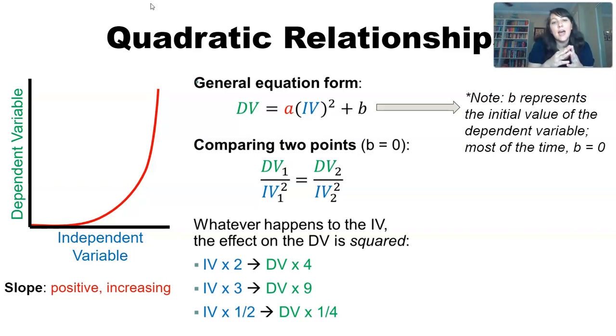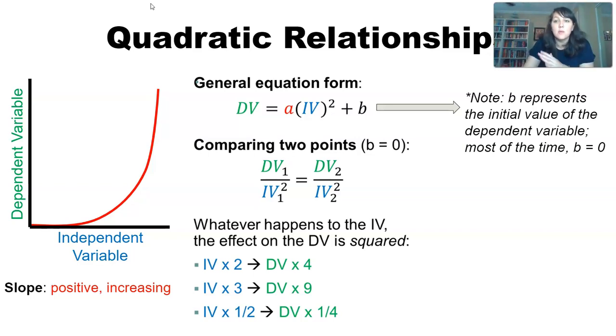So if we look at this general form of the equation, we see that our y variable, our dependent variable, is proportional to our x variable squared, all right? So what that ends up meaning is that whatever factor we change our x variable by, we change our y variable by that factor squared. That was a whole lot of words.